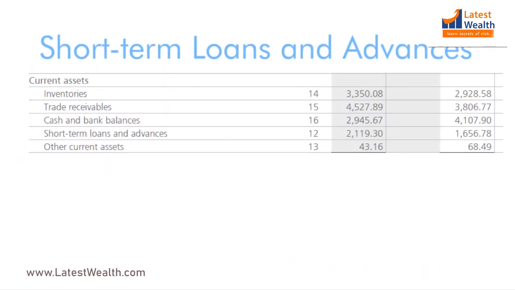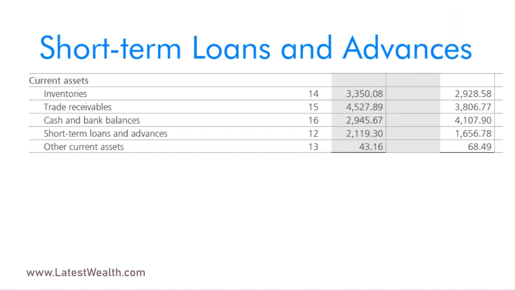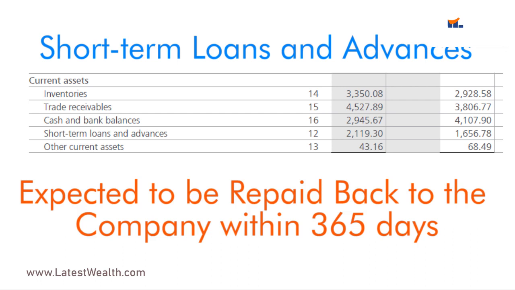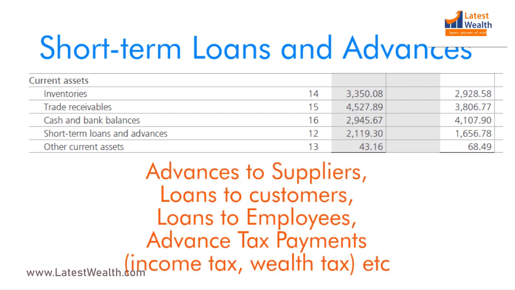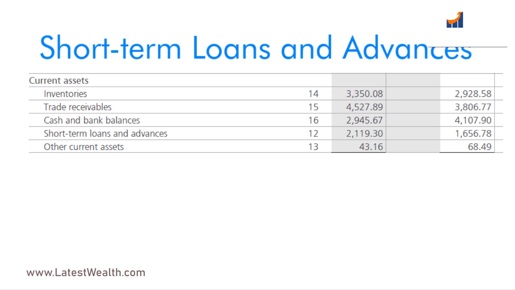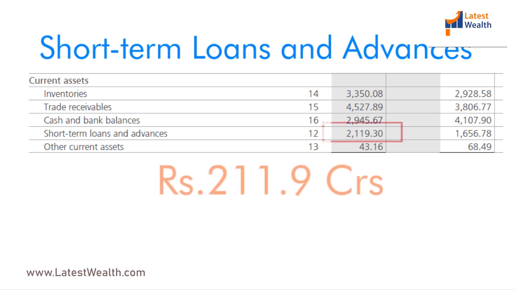The next line item is short-term loans and advances that the company has tendered and which is expected to be repaid back to the company within 365 days. It includes various items such as advances to supplier, loans to the customer, loans to employees, advance tax payments, income tax, wealth tax, etc. Just see here, it is shown as rupees 211.9 crores.